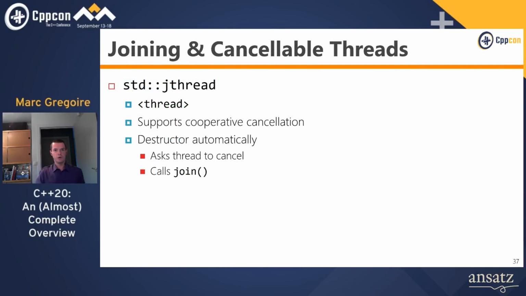C++20 adds support for joining and cancelable threads. So there is a new thread class, jthread. It also lives in the thread header file. And this one has two new features. One, it supports cooperative cancellation. And two, the destructor will automatically cancel the thread and call join. And why this is important, we will see on the next slide.